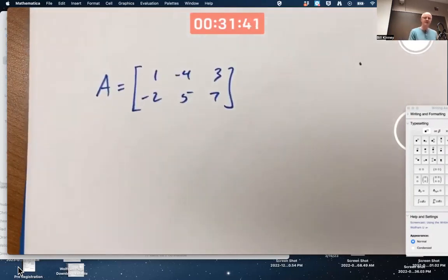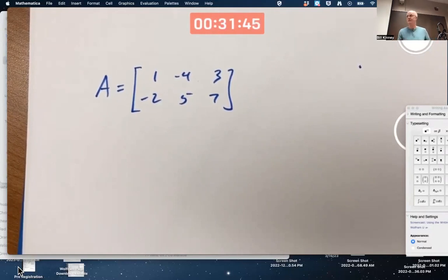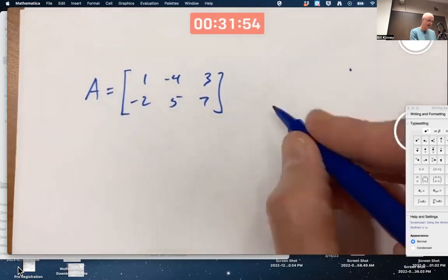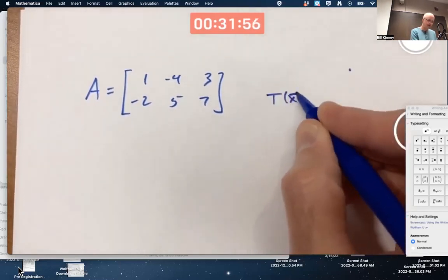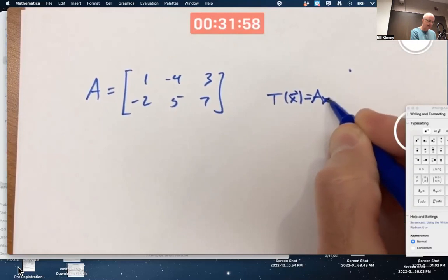We have thought of them as defining linear transformations, and we've thought about finding kernels of the transformations, which is the same as the null space of the matrix, and the image of the transformation, which is the same as the column space of the matrix. This defines a transformation, T of x equals A times x.